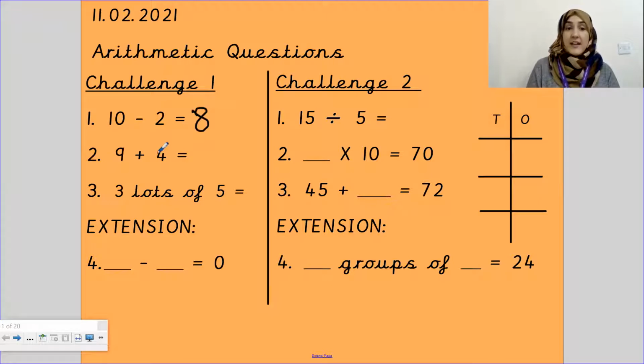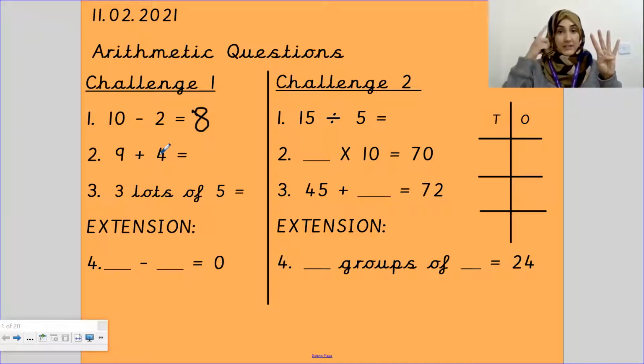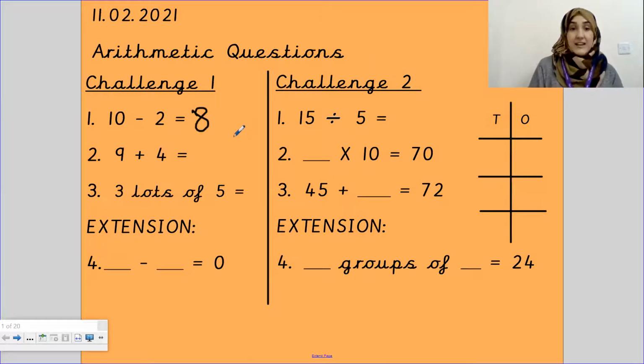Next, we've got 9, add 4. I'm going to put 9 in my head, and I'm going to hold up 4 fingers and count on. So that's 9, 10, 11, 12, 13. Fantastic. Well done. Next, we have 3 lots of 5.